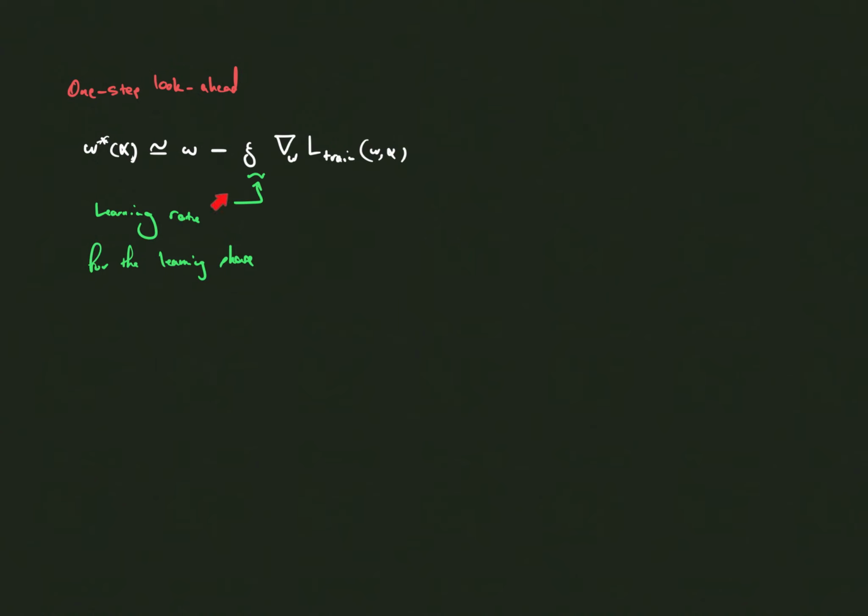Now, this here would be the learning rate, which is used in the learning phase, or something that we would basically add here in order to do the one step look ahead for omega and have the approximation of omega star.